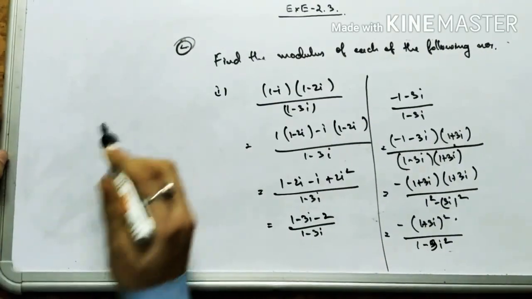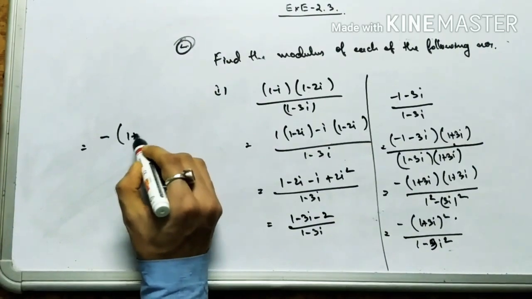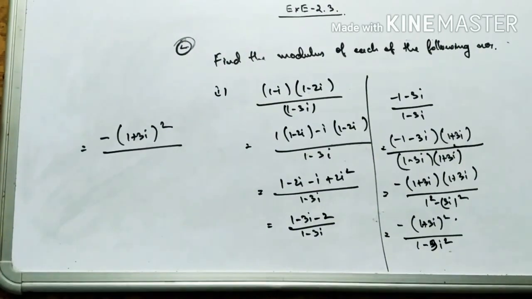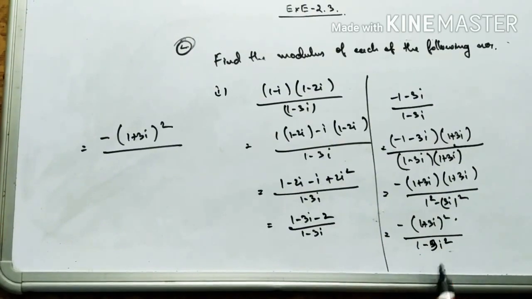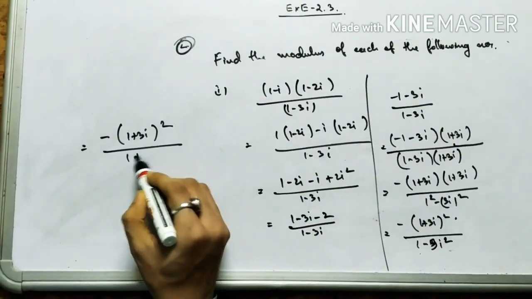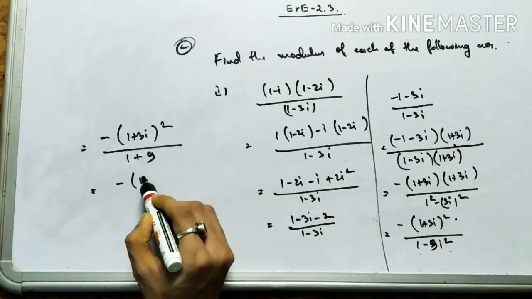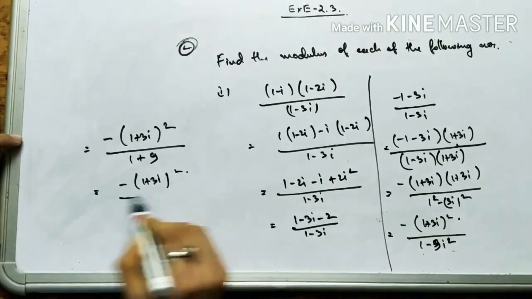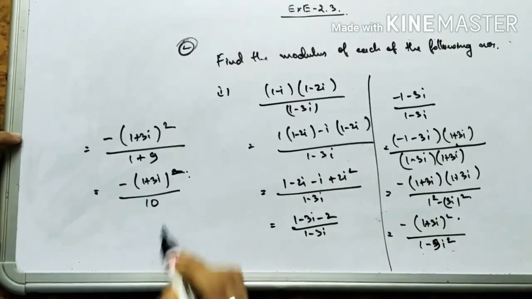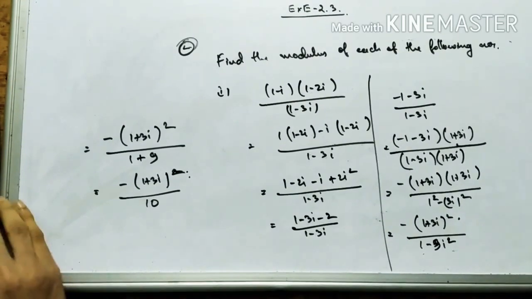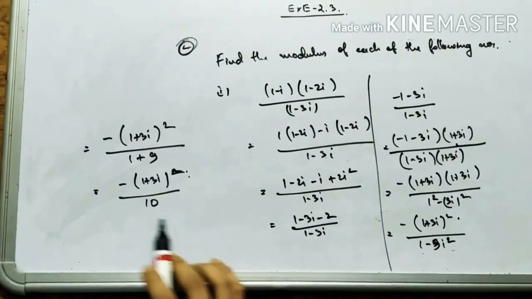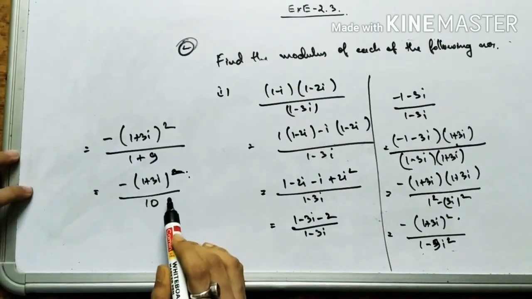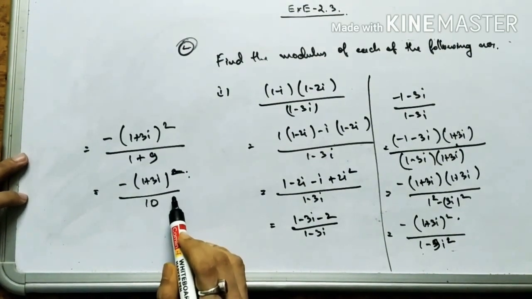So this one in here you see is equals to minus 1 plus 3i the whole square by, this one I will get 1 plus 9. Understand? 1 plus 9 I will get. This is 1 plus 9. So minus 1 plus 3i the whole square by 10 I will get. Okay, the whole square by 10 I will get.